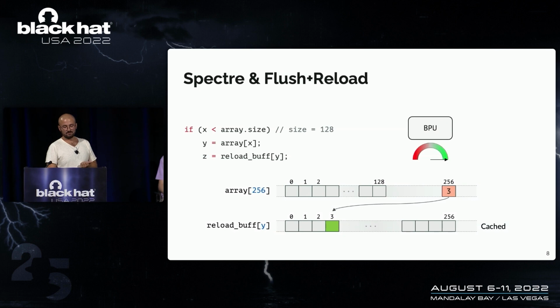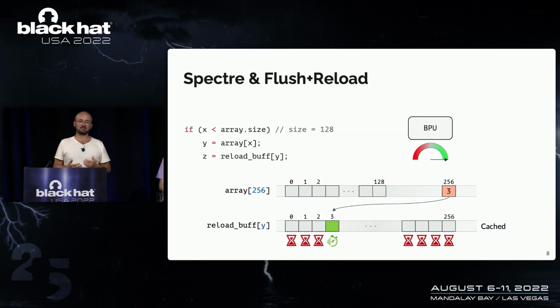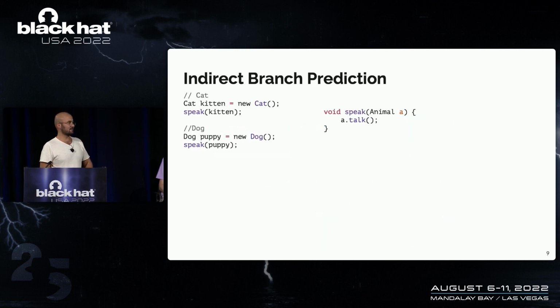You simply time the memory access of this array. And eventually, you will time the whole array, and you figure out that the fast one was the one you actually leaked. And this allows you to leak this data that was out of bound before. And this doesn't only work in the case of conditional branches, but also in the case of indirect branches.